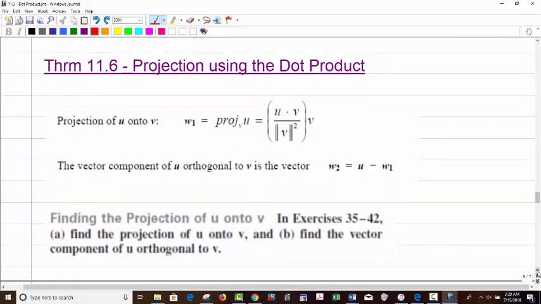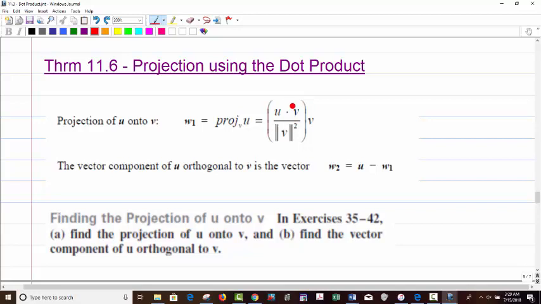Now here's the formula, and it's true for plane or space. The projection of u onto v is u dot v over the magnitude of v squared times v.